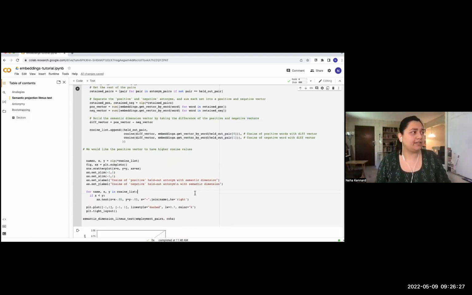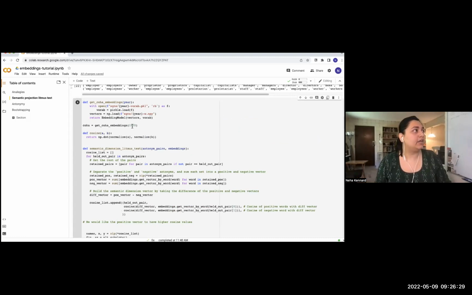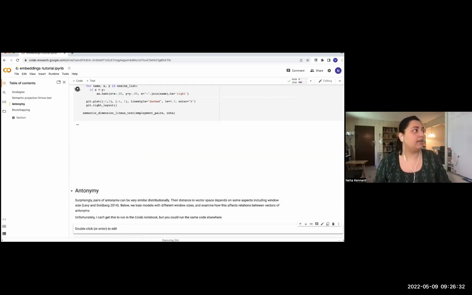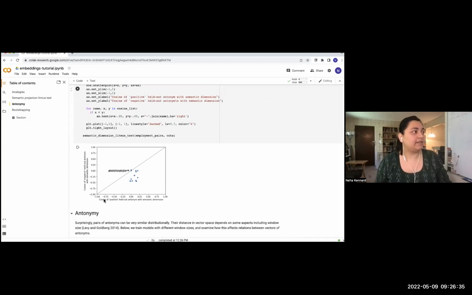I've plotted these real quick for, I guess this is currently 1970. What we find is the employer cosine with the dimension is on the x-axis and the employee cosine is on the y-axis. There's a couple of cases where there's overlapping, I'm sorry, but proprietor employee and director employee don't quite make it there. They're a little bit on top of each other, and the employer word is not distinctly more related to the employer end of the dimension.